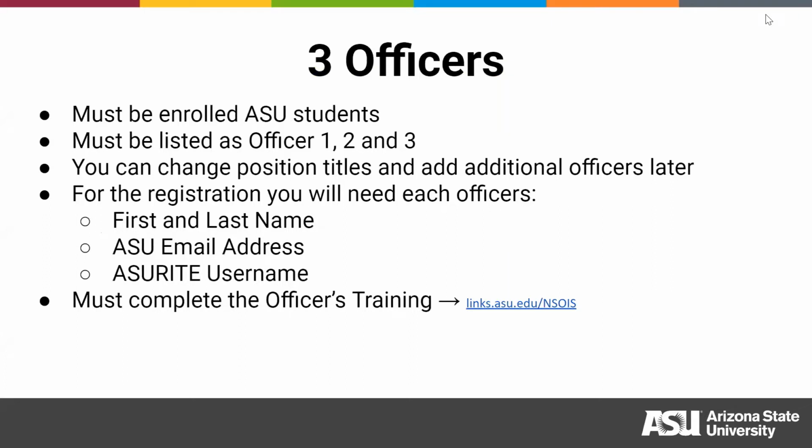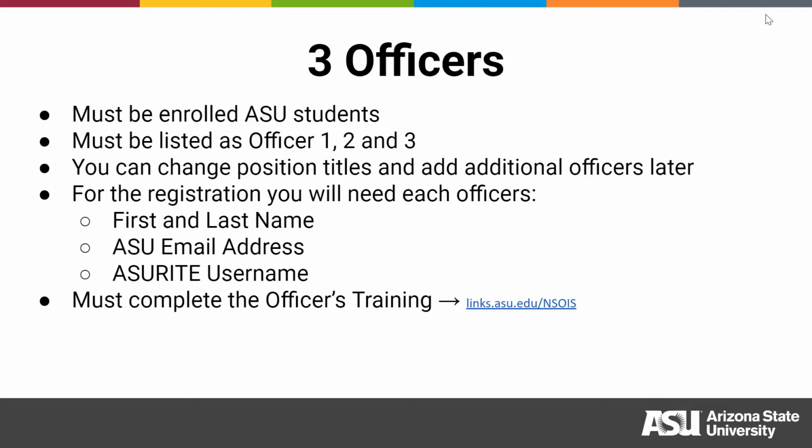So these 3 officers must be enrolled at ASU. They have to be listed as officer 1, 2, and 3. You're able to go in and change your position titles if you want: president, vice president, treasurer, whatever it is that you want to have. After the registration, you're able to go in and change those, but for the registration purposes, they just need to be listed as the officers. So you'll need to have the first and last name of these officers, their ASU email address, and then their ASURITE, which is that first part of their ASU email.